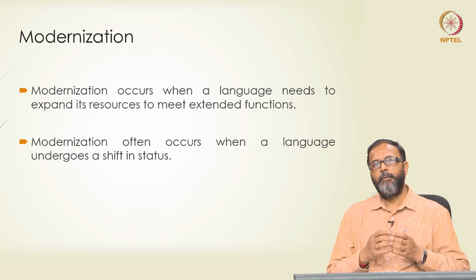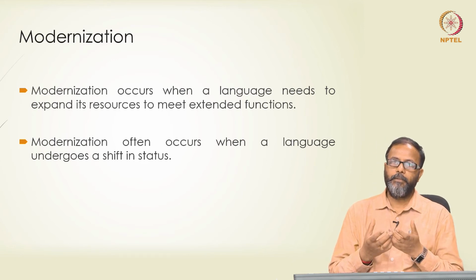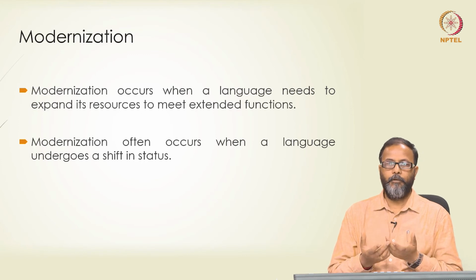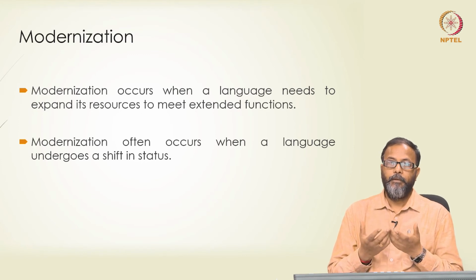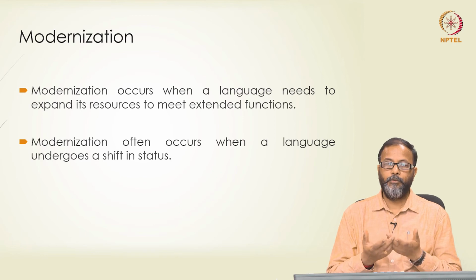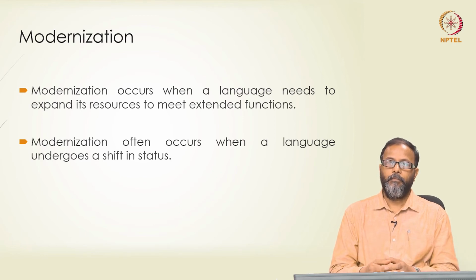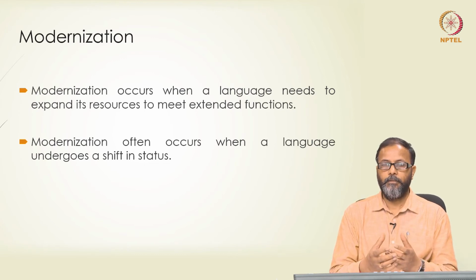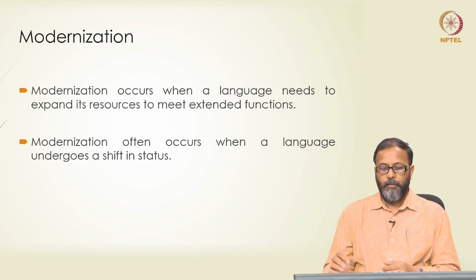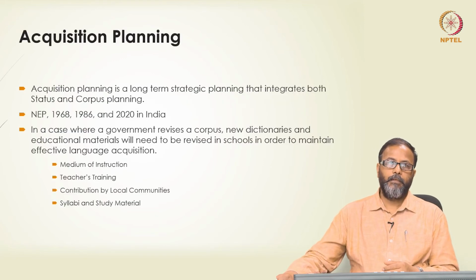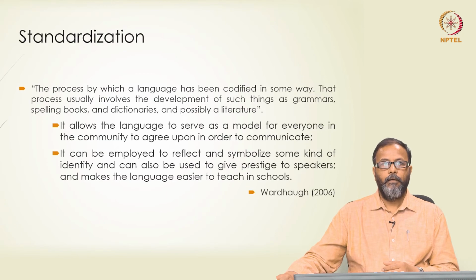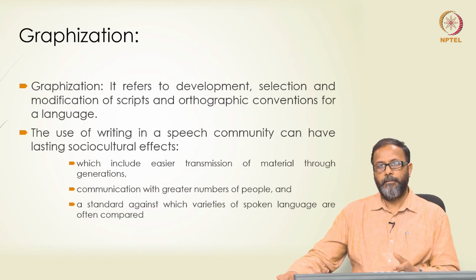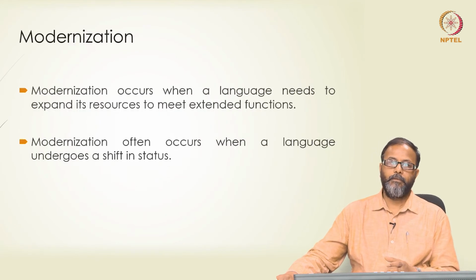Modernization occurs when a particular dialect is assigned extended function in a particular formal domain. So you need to have a lot of new words and expressions to be added to it to suit the purpose of use. So the corpus planning includes these 3 processes, right? Modernization, standardization, and graphization. So this is corpus planning.